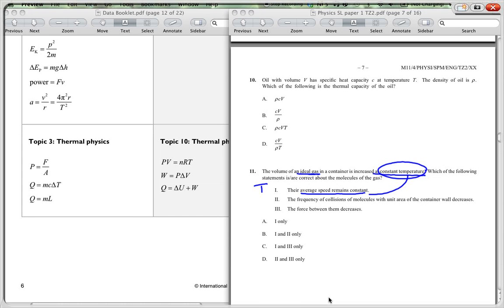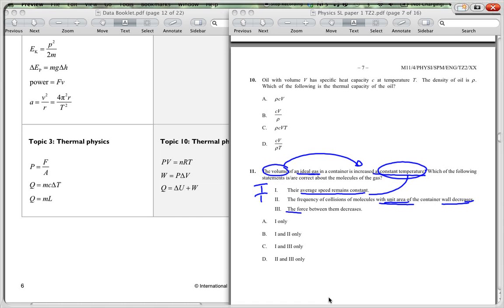The frequency of the collisions of the molecules with unit area of the container decreases. Now, we say here that the volume is increased, and therefore there will be fewer molecules per unit volume, and therefore per unit area we would expect some sort of decrease. So I would say that 2 is correct.